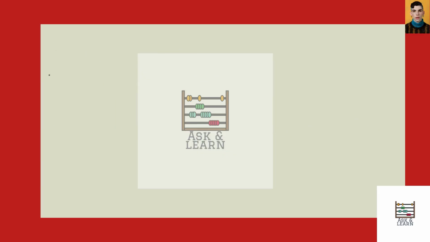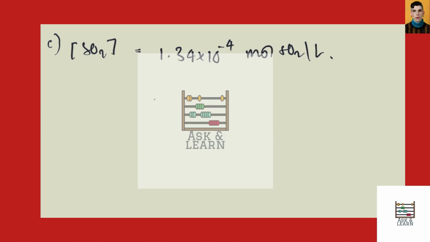So in the third part, we'll start a fresh page here. It's sulfur dioxide concentration, so that's SO2. Concentration is represented by square brackets. We have a value of 1.34 times 10^-4 moles of SO2 per litre. And then the moles of sulfur dioxide dissolved, 1.0 times 10^-4 moles of SO2.